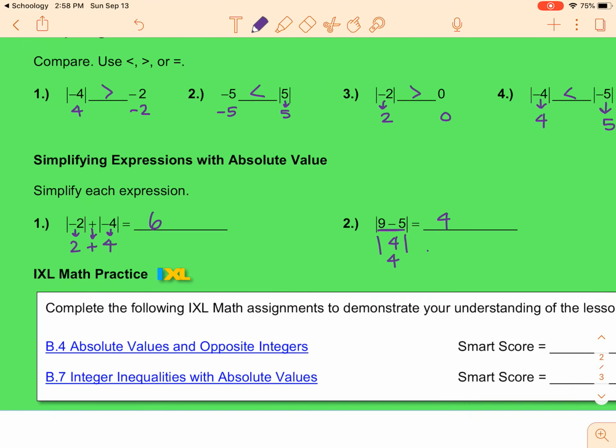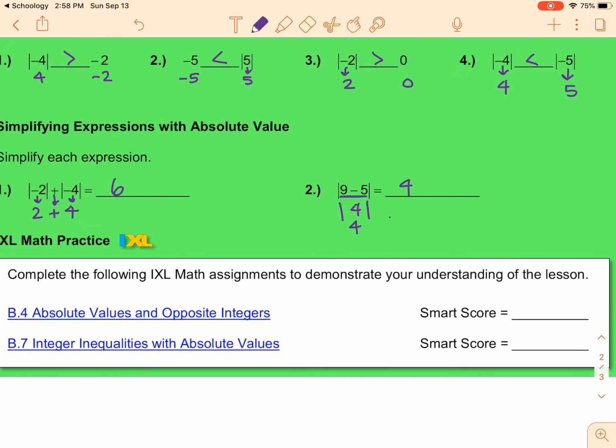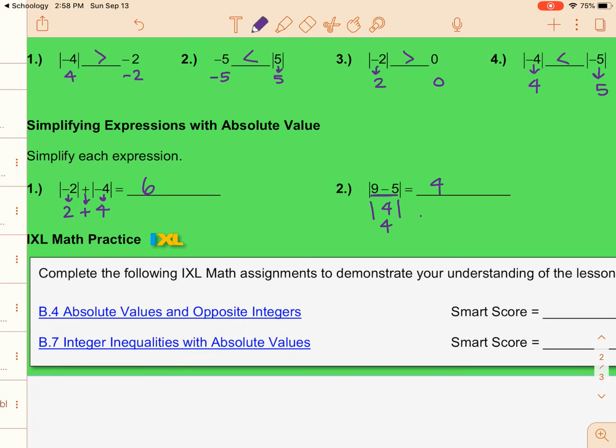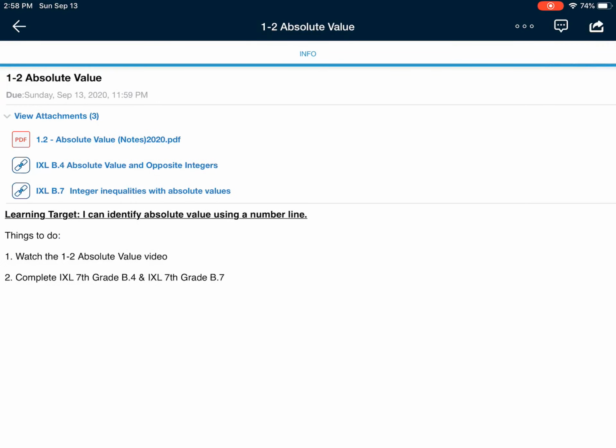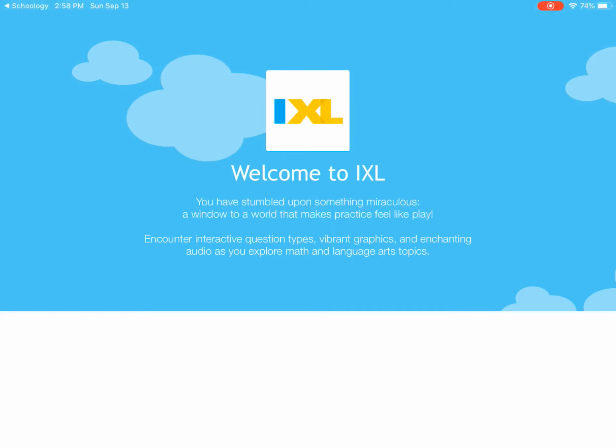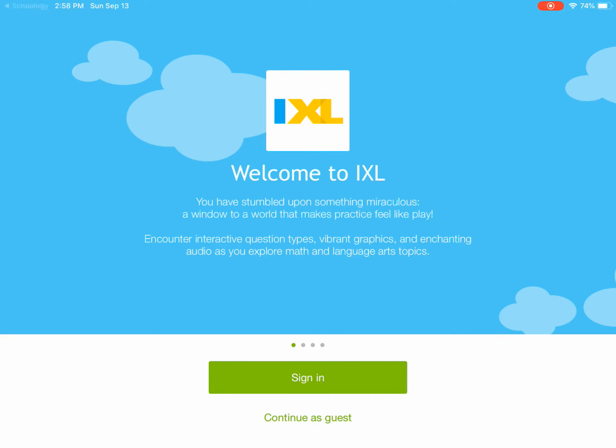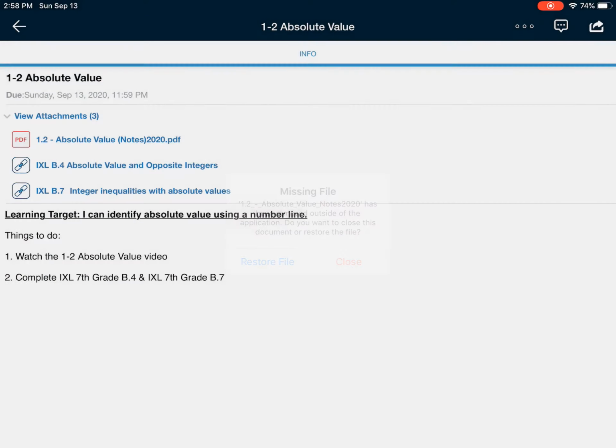Alright, now your assignment is to complete these two IXLs, B.4 and B.7, and they are both under 7th grade math. If we go back to Schoology, it will send us the links to both of those. If you click on one, it will send you right there and you might need to log in. If you don't know your login, don't worry, just send me an email or a message on Schoology and I will get back to you as soon as I can.